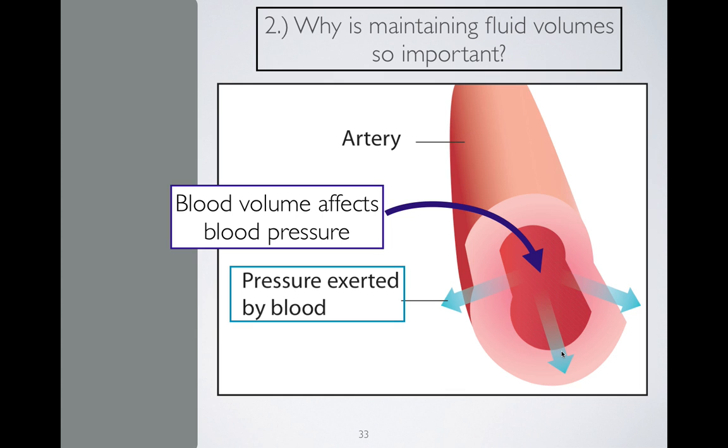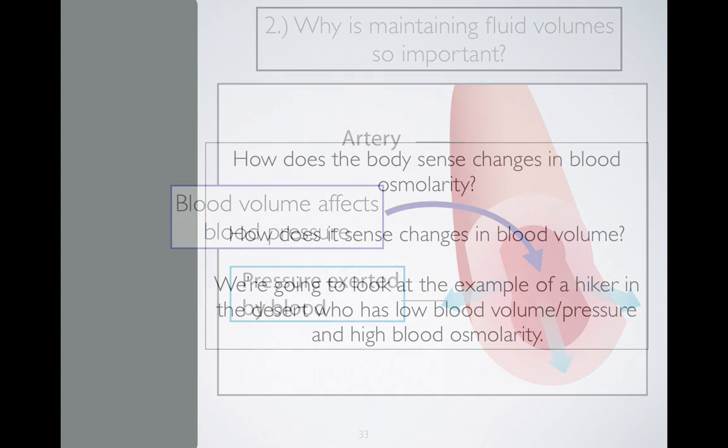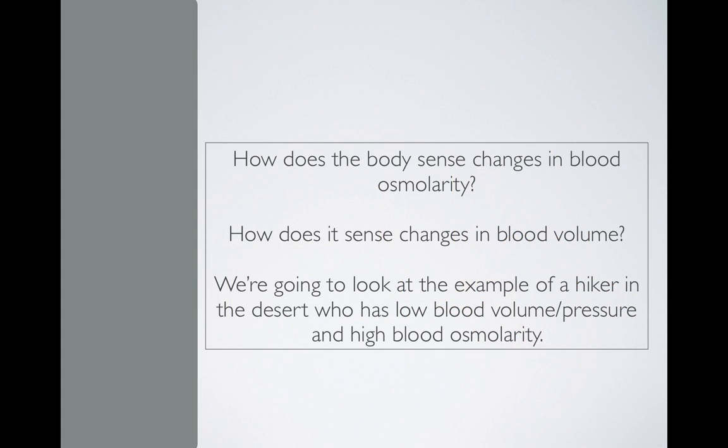So these are two absolutely critical parameters that we need to regulate. Osmolarity to maintain the proper function of cells, and blood volume to maintain the pressure gradient to drive blood flow throughout the cardiovascular system. So what we're going to talk about is how your body senses changes in osmolarity, how it senses changes in blood volume, and then we're going to integrate those two together to see how your kidneys do both at the same time.